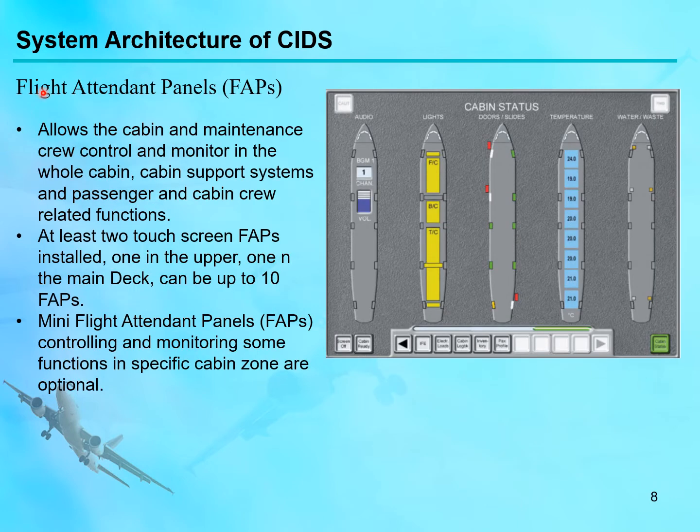So this is the FAP, or the flight attendants panel. What does it do? It allows the cabin and maintenance crew to control and monitor the whole cabin.